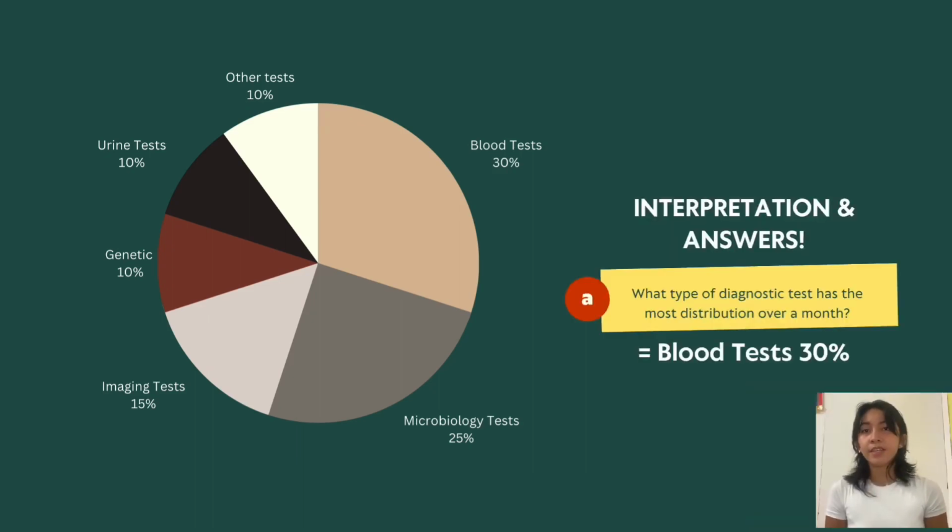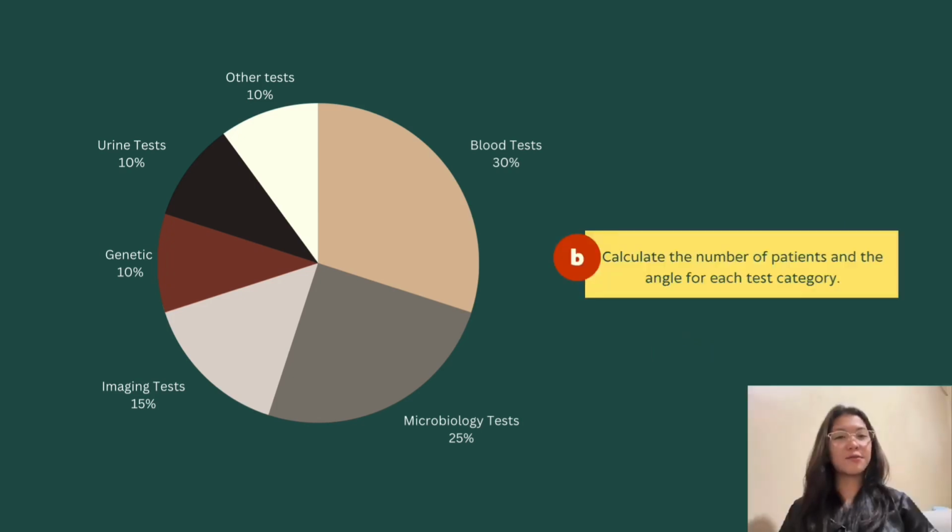The answer indicates that blood tests have the highest distribution over the month, accounting for 30% of all the diagnostic tests conducted by the third-year medical technology students during their internship training. This means that a significant portion of their diagnostic procedures involve blood tests, making it the most frequently performed type of test during that period.